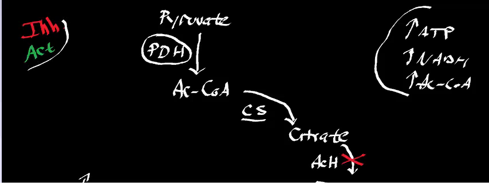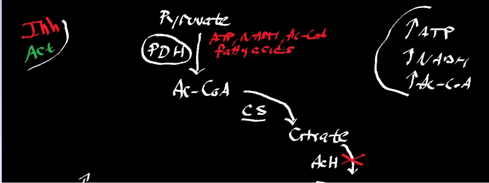The inhibitors of pyruvate dehydrogenase are going to be the high energy charge molecules. The inhibitors will be things like ATP and NADH. So NADH is an inhibitor. Also, we have acetyl-CoA. There's also one other allosteric inhibitor that we didn't mention earlier, and that is free fatty acids. So let's make some sense of this.